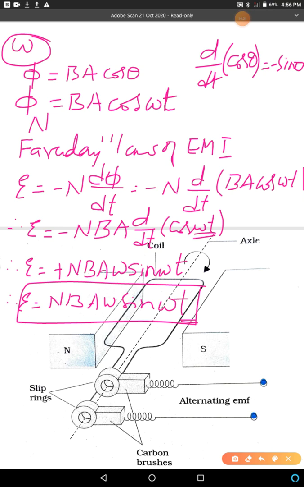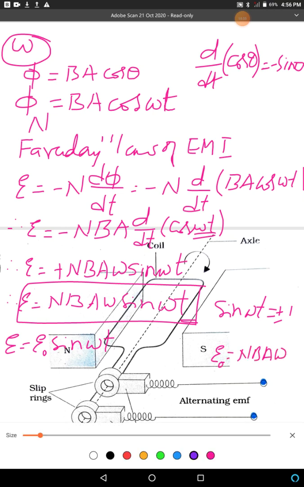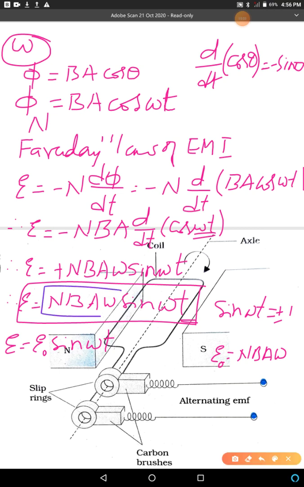So when will the EMF be maximum? When sin omega t is 1. When sin omega t is plus or minus 1, the EMF will be maximum. So epsilon will be equal to epsilon naught sin omega t, where epsilon naught is the maximum induced EMF, where epsilon naught is n B A omega. This NBA omega is called epsilon naught. So epsilon will be equal to epsilon naught into sin omega t.